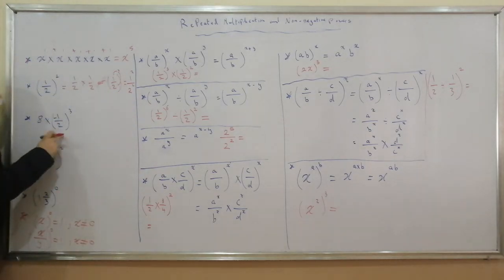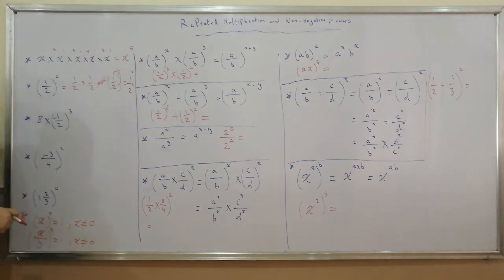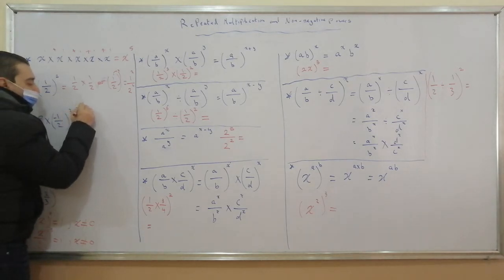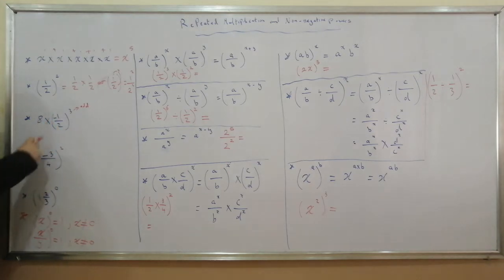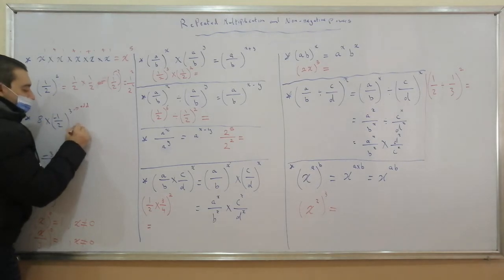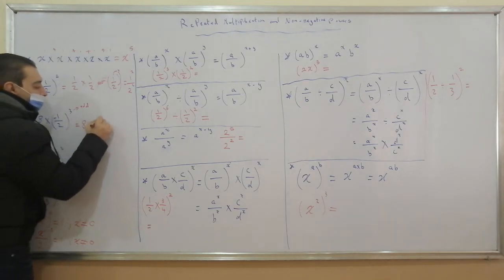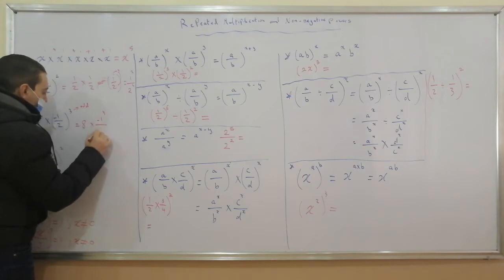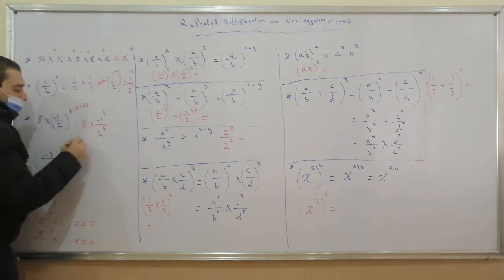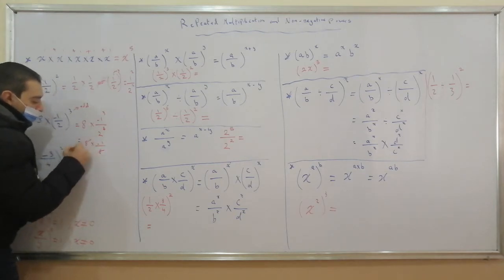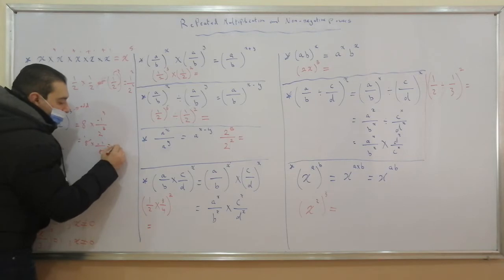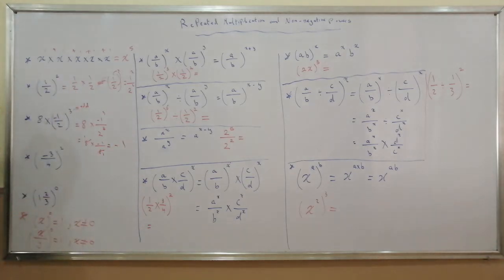8 times negative half all power 3. Since the power here is an odd number, then we cannot eliminate or delete the negative sign. Then this is equals 8 times negative 1 power 3 over 2 power 3, which is 8 times negative 1 over 8, by 8 equal 1 by 8 equal 1. This is equals negative 1.